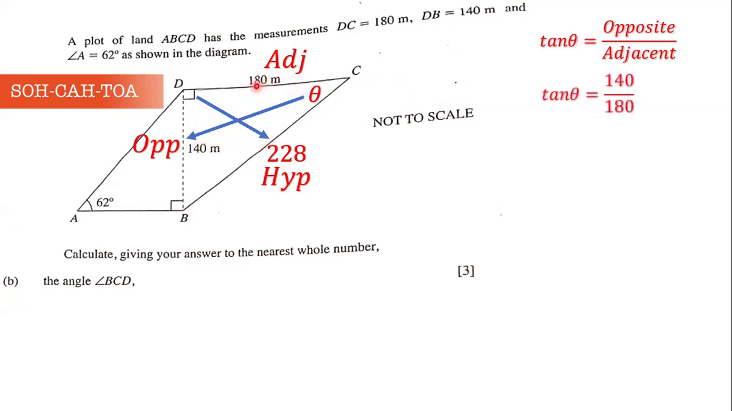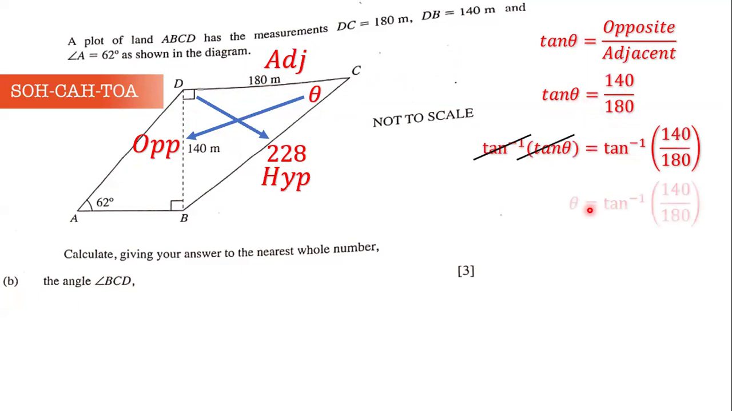The adjacent is 180 meters. And so we have tan theta is equal to 140 divided by 180. We take tan inverse of both sides, and so we cancel this tan inverse with tan. And so we get that theta is equal to tan inverse of 140 over 180. What is tan inverse of 140 divided by 180?